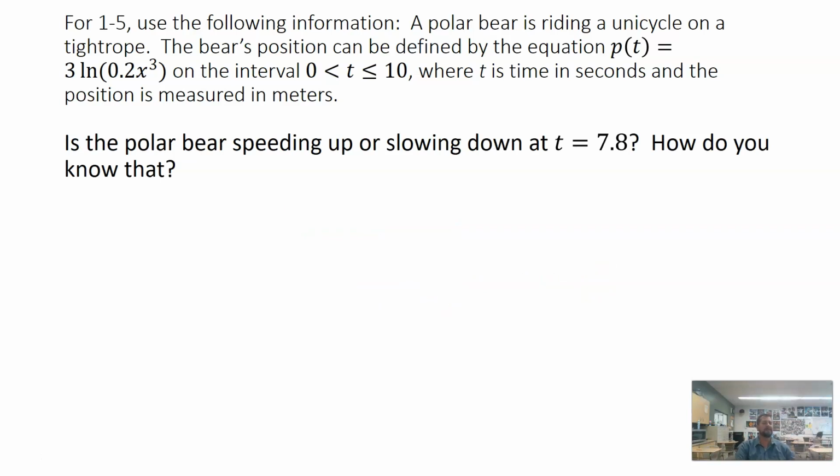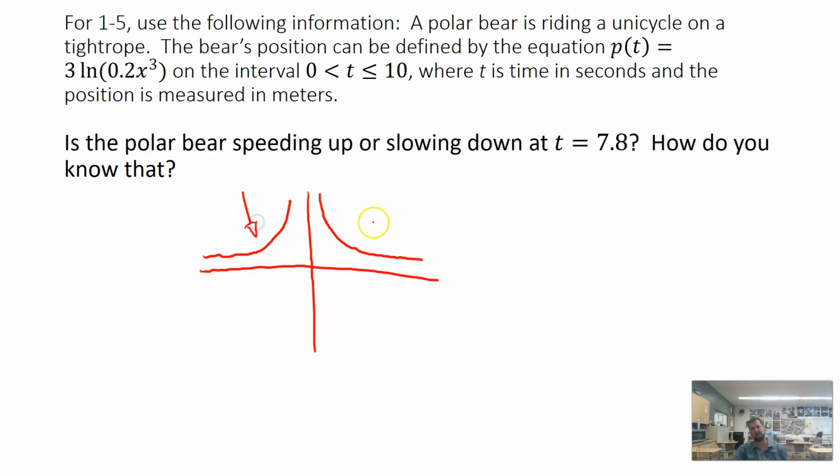Now, for whether the polar bear is speeding up or slowing down, there's lots of different ways we could do it. We could take the derivative again, and we can compare the velocity and the acceleration at time equals 7.8, or you can graph this on your calculator, and the part that we're interested in is the graph that looks like this right here. I could be mistaken on this part because that part's unimportant. But over here, we're looking at this graph.